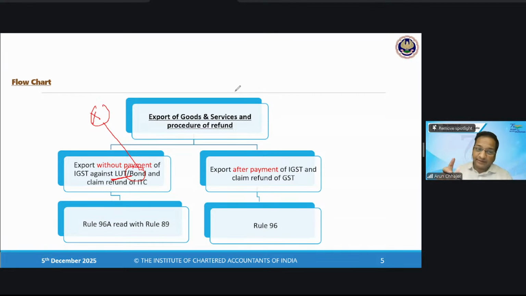In one case it is required. Let me ask you the question: bond is mandatory in one case. Can you tell me that one case? In which case will I need a bond? I cannot furnish a letter of undertaking.